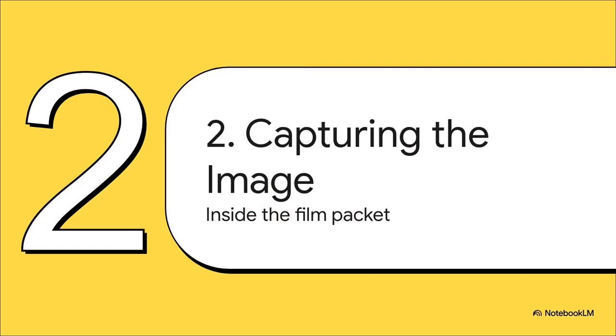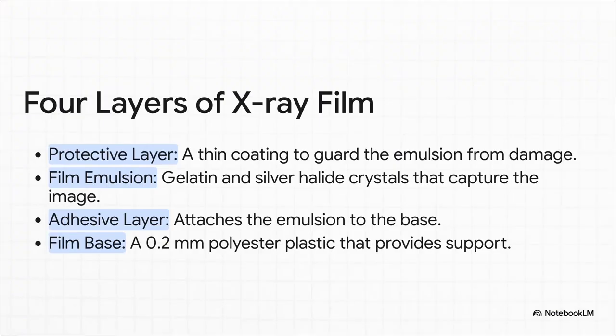All right, so we've got this invisible image, this pattern of stored energy. Now let's take a closer look at the physical film packet itself. I mean, how is it actually built to capture and protect that latent image in the first place? You can think of the film as this simple but totally brilliant four-layer sandwich. First, you've got a sturdy plastic base for support. Then there's an adhesive layer holding everything together. Next comes the star of the show, that all-important emulsion with the silver halide crystals. And finally, a thin protective coating on top. Every single layer has a crucial job to do.